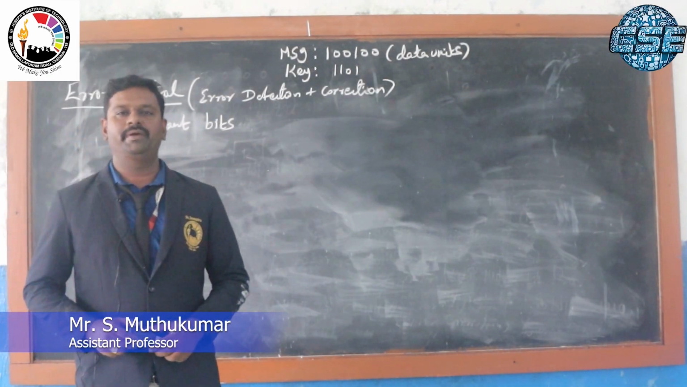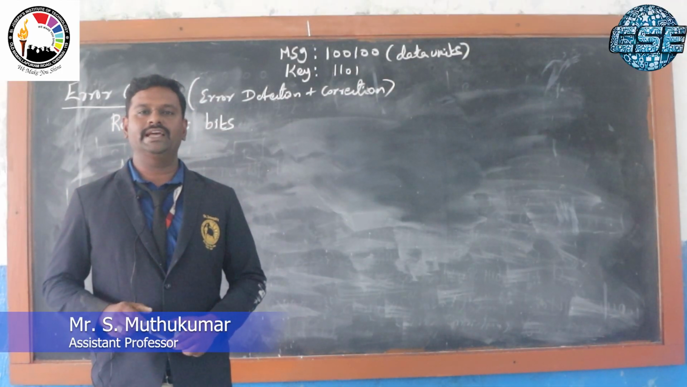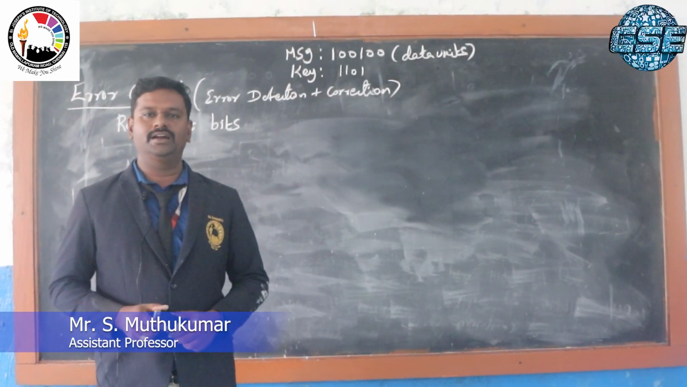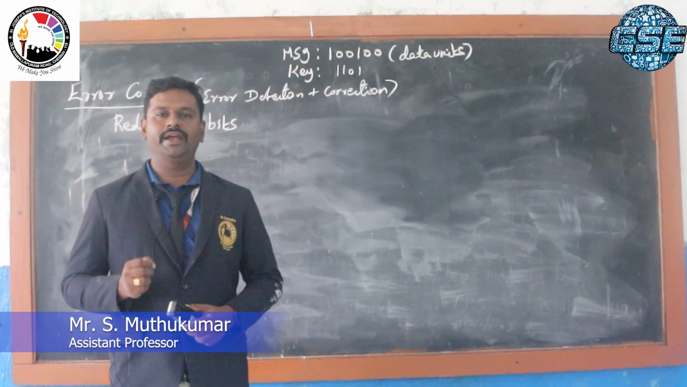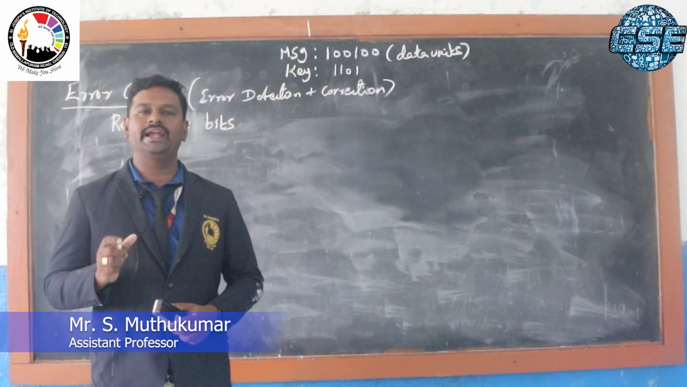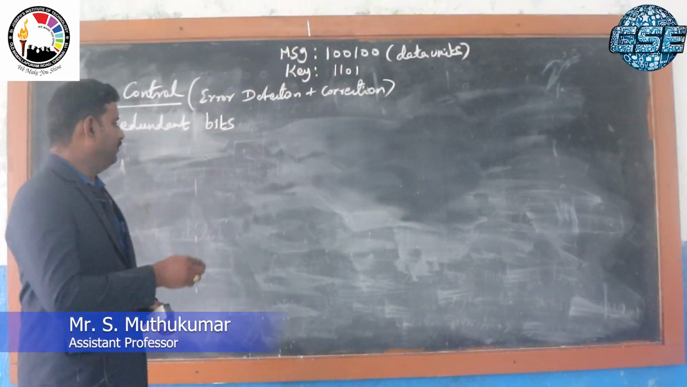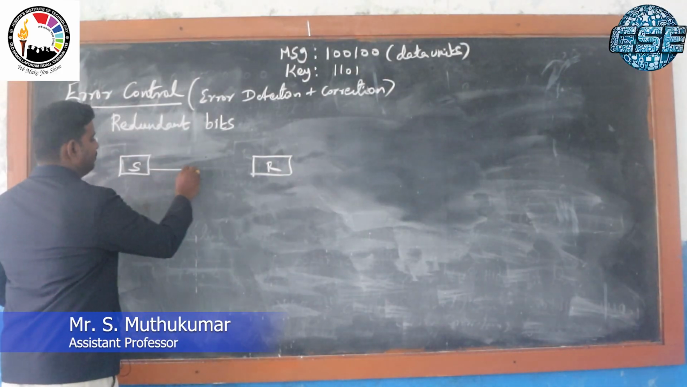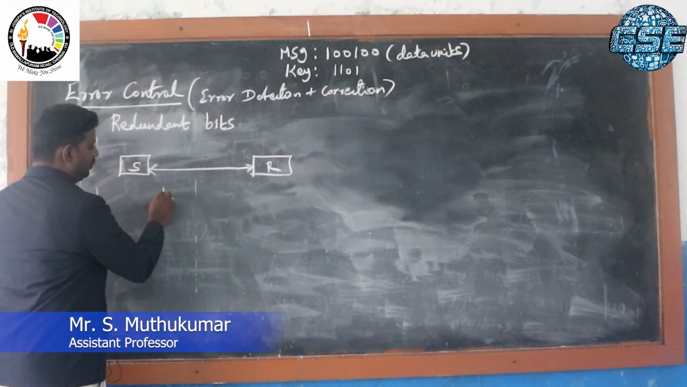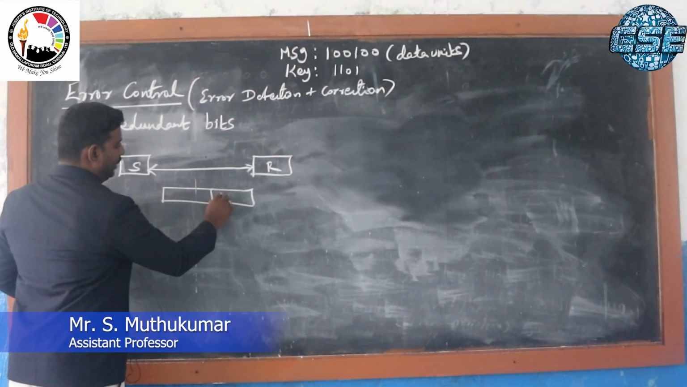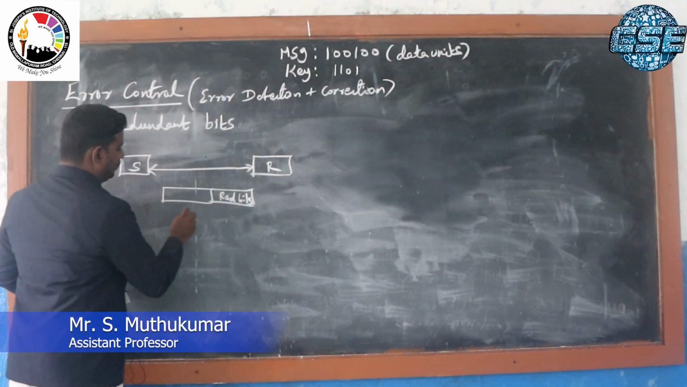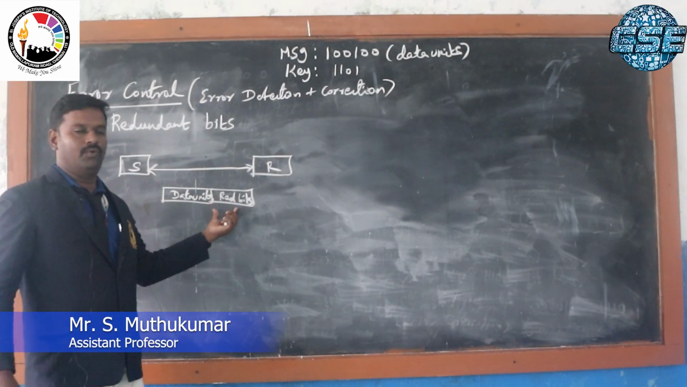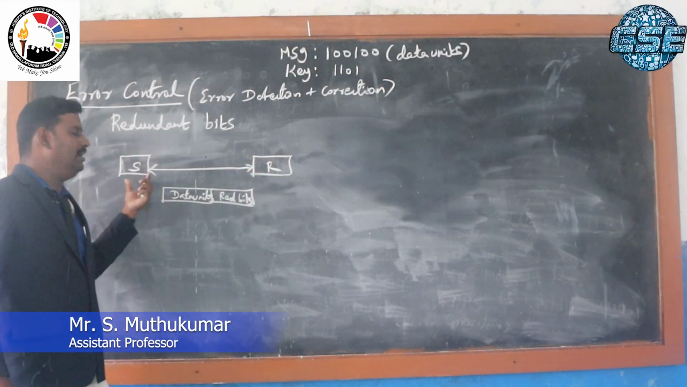I hope you have understood the basics of errors and types of errors. Next we move on to the next topic: how are we going to provide reliable data to the receiver? The simple thing is we add extra bits, called redundant bits, with the data. While transmitting the data from the sender to the receiver, we add redundant bits with the data units. These redundant bits are known only to the receiver and sender.